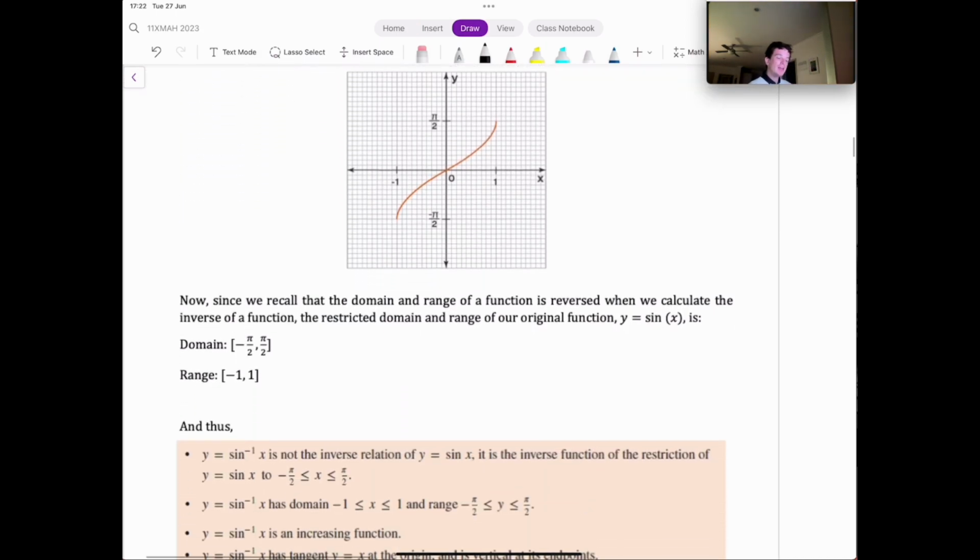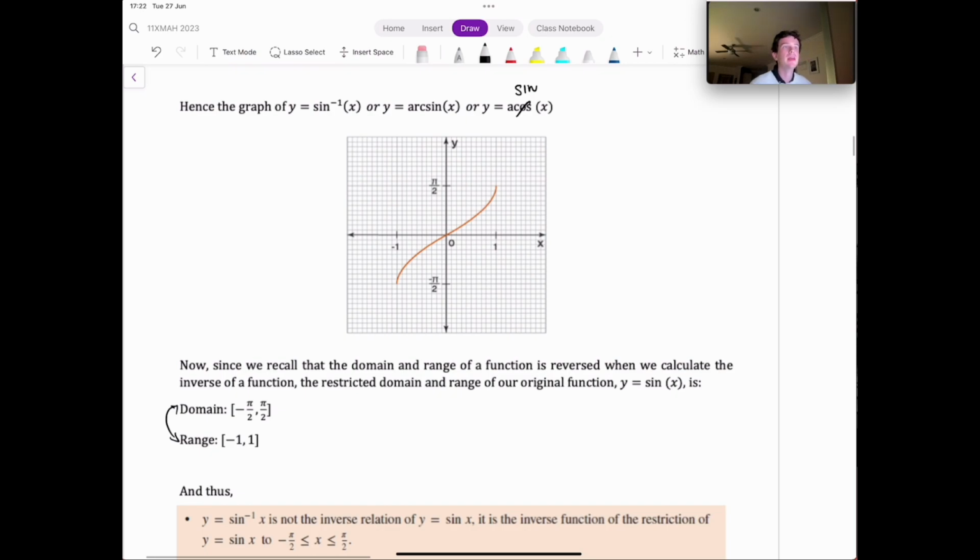So some special things about sine inverse of x. Number one is that the domain is minus 1 to 1, and the range, no, sorry, the domain is, I've even got that the wrong way around. It's my fault. The domain is minus 1 to 1, and the range is minus pi on 2 to pi on 2. So here's that function there, it looks like that.